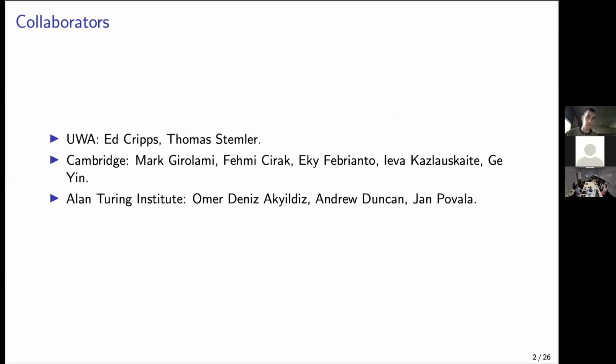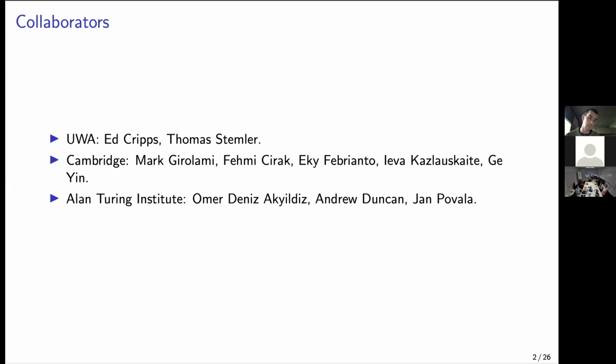So from the UWA side, there's Ed Cripps and Thomas Stemmler. Ed Cripps is a statistician, Thomas Stemmler is a physicist in the complex systems group. At Cambridge Uni in the UK, there's Mark Girolami and Fehmi Cirak, who are the main leaders on this whole statistical finite elements idea, and their PhDs and postdocs, Eky, Yeva, and Guy.